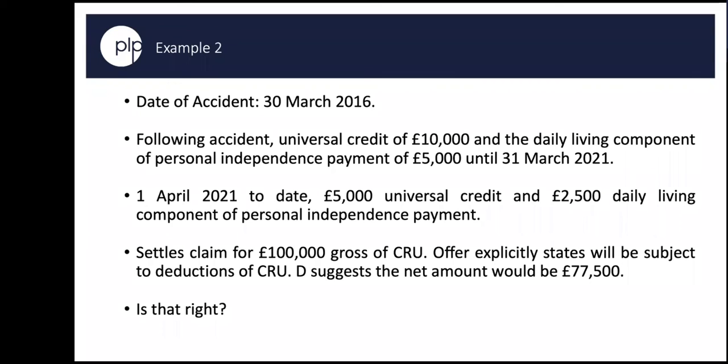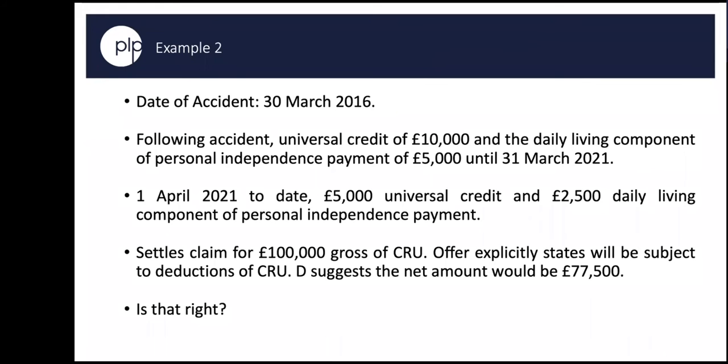We then have some further benefits: £5,000 universal credit and £2,500 daily living component of PIP, which are paid from the 1st of April 2021 to date, so after that 5-year period. The claim settles for £100,000 gross of CRU, and this is something which is explicitly stated to be subject to CRU deductions. And what the defendant says is, well, the net amount you get will be £77,500. So all those benefits which are listed there, including those from the 1st of April 2021 onwards, are offsettable.